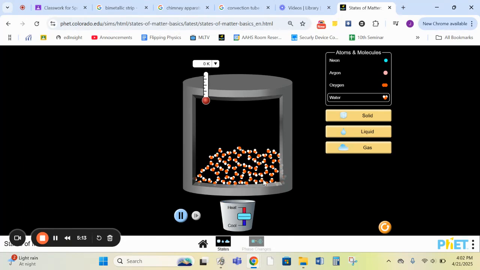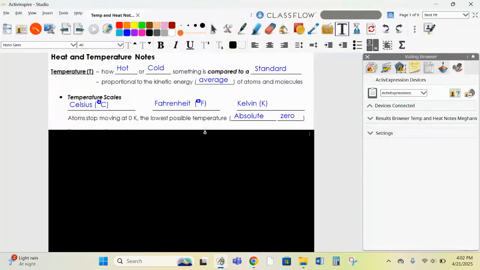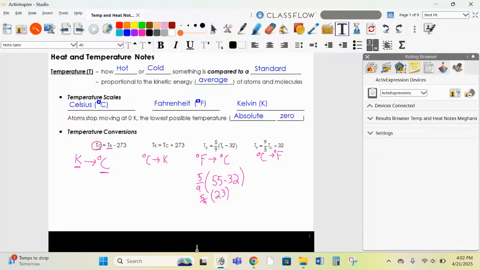And there's 0 Kelvin. And as you notice on the screen, there's not even a slight wiggle. Everything is stopped. Now, how do we go between the two scales? Celsius and Kelvin, all it is is just adding or subtracting 273.